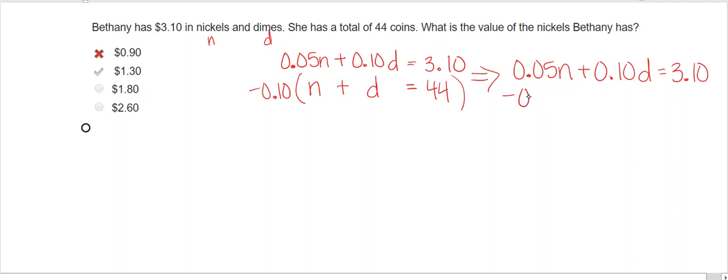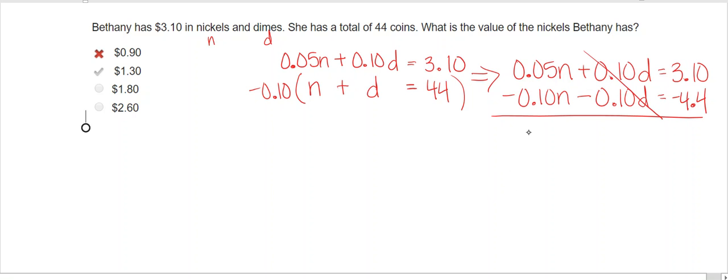So negative 0.10n minus 0.10d, and we do 44 times negative 0.1, and that's negative 4.4. So now we're going to add the equations together. Here the dimes are going to cancel. So 0.05 minus 0.1, negative 0.05n, that's what happens when I combine these, equals 310 minus 4.4 is negative $1.30.